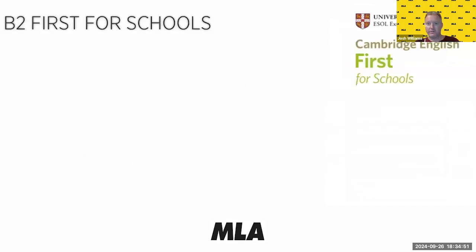Moving on to the first for schools. Okay. Here we have reading and use of English. Reading and use of English is 7 parts, 52 questions, and 40% of total marks. So here is the most important part of this exam, or at least the one in terms of the marks.